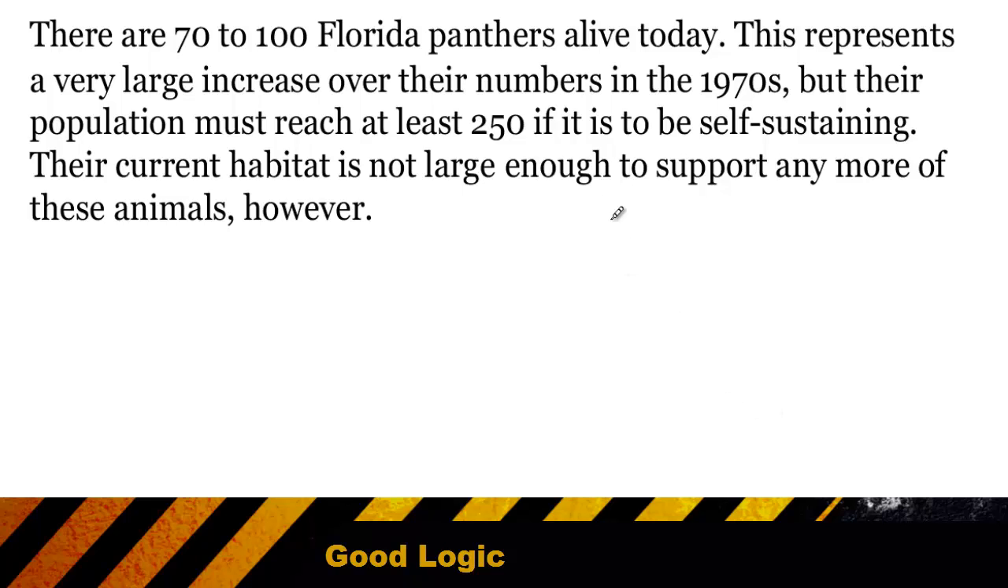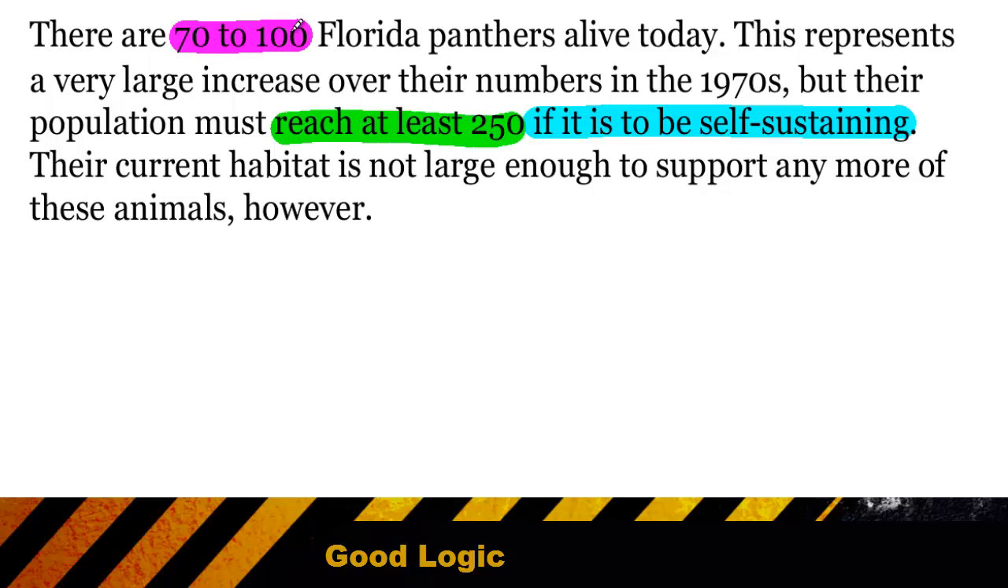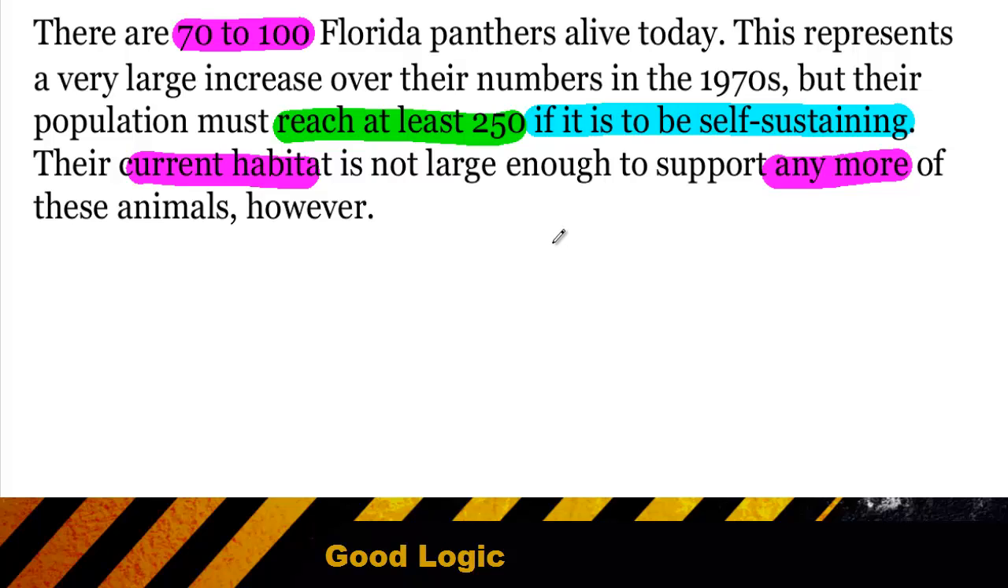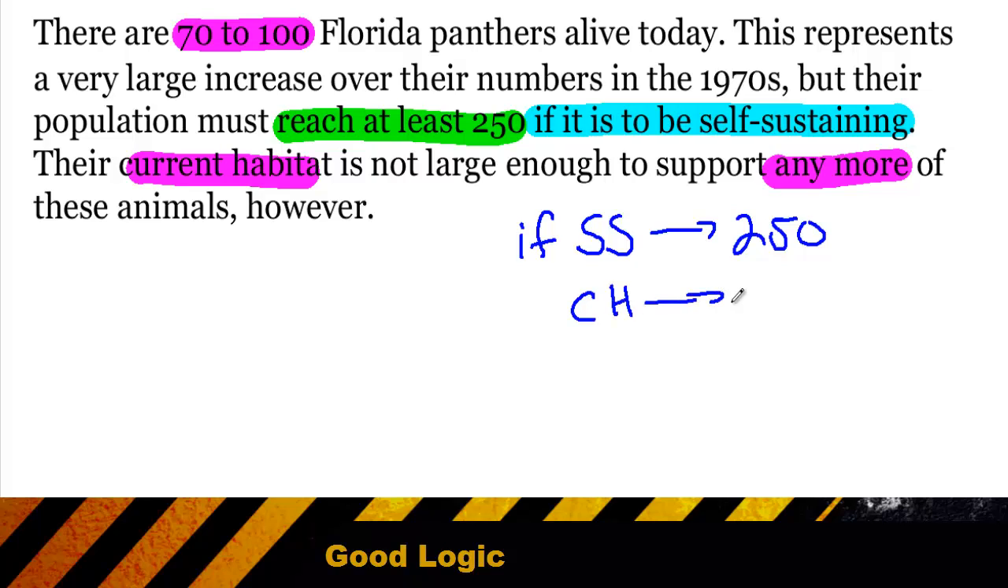The first one I see is that if the population is going to be self-sustaining, the population must reach at least 250. Currently, we have 70 to 100 panthers, and if we keep the current habitat, we're not going to get any more. So I could rewrite this argument as, if the population is going to be self-sustaining, then I know we have at least 250 panthers. But if we have the current habitat, then we're not going to get 250 panthers.